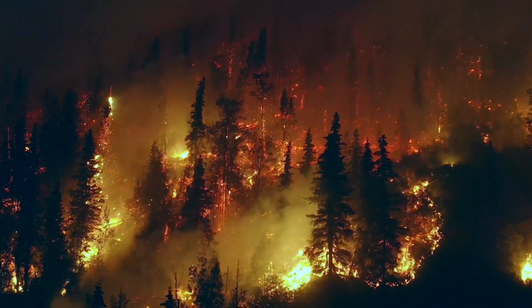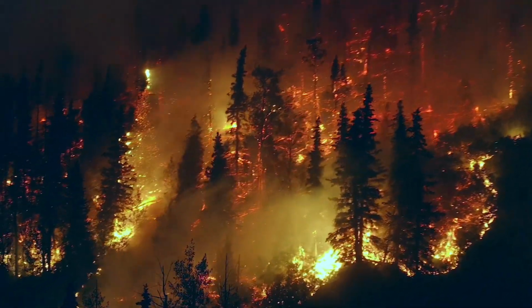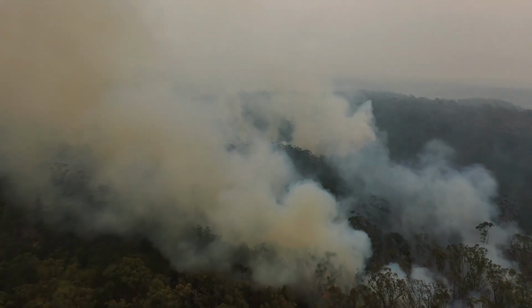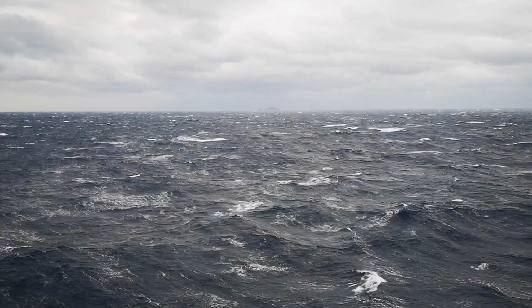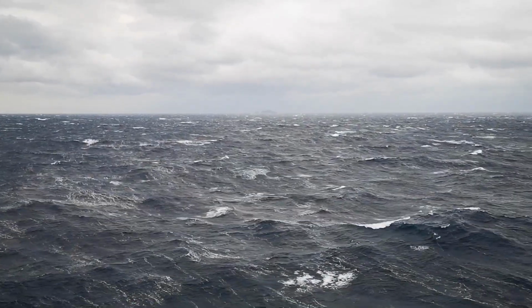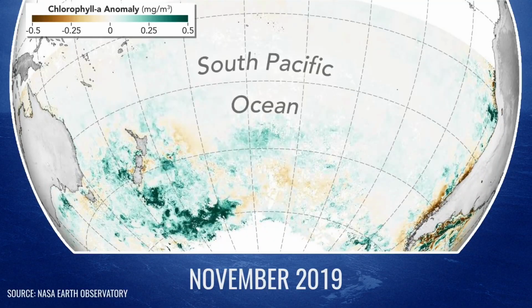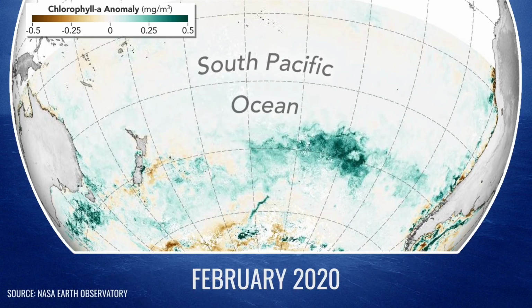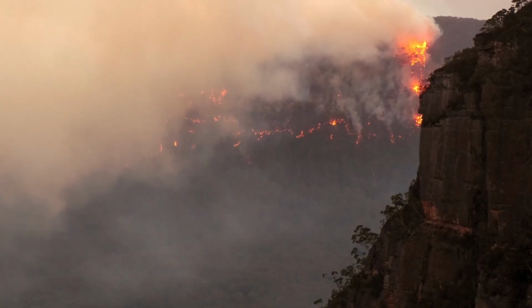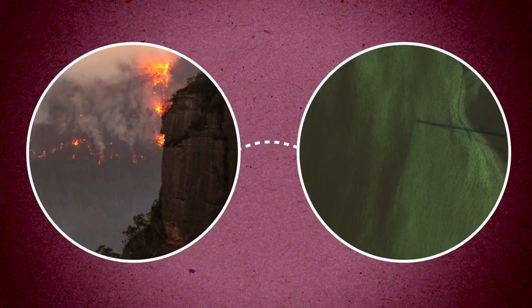Between September 2019 and March 2020, wildfires killed billions of animals and decimated more than 200,000 square kilometers of Australian forest, an area larger than the size of Nebraska. Some thousands of kilometers away in the Southern Ocean, massive algae blooms covered a surface larger than the area of Australia itself. Just how are these wildfires and ocean blooms connected?